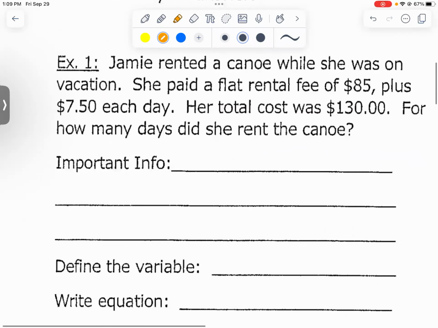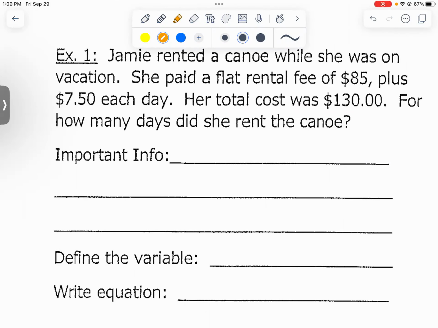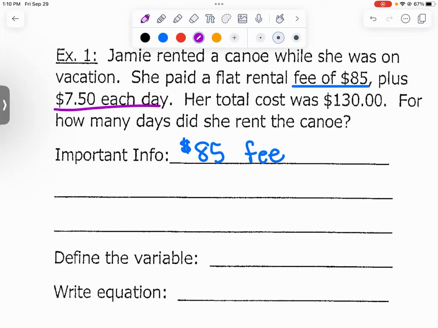Okay, so let's talk about number 1. Jamie rented a canoe while she was on vacation. All right, that doesn't matter. Okay, she paid $85 for a flat rental fee. Is that important? Yes. Okay, so I'm going to underline and then I'm going to write that she had an $85 fee. Is that something that she pays one time or multiple times? Just one time. Okay. Plus $7.50 each day. Oh, what? That's important. I'm going to write it down.